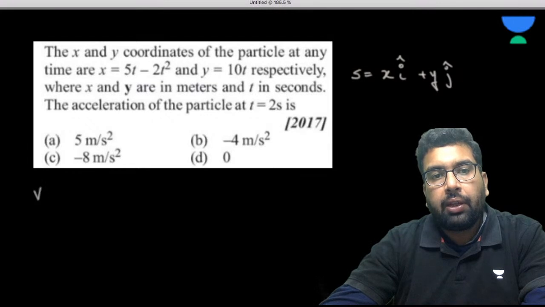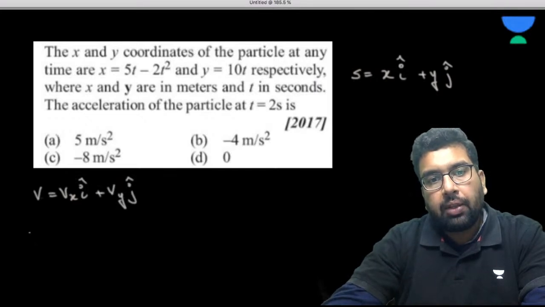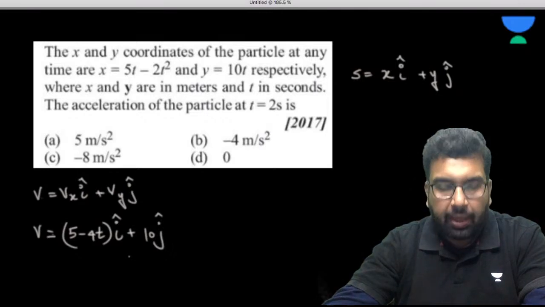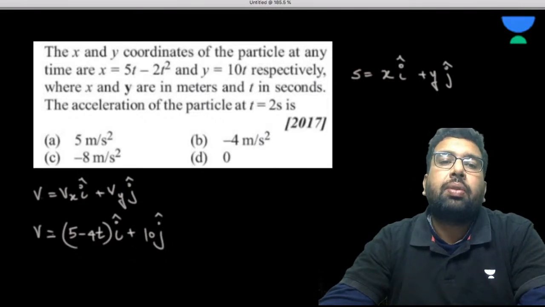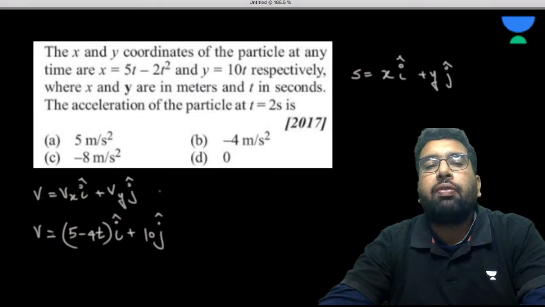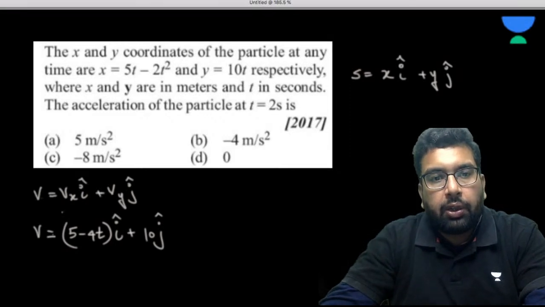Now, if I want to find the velocity, the velocity is vx i cap plus vy j cap. To find the velocity, if we differentiate x, we get 5 minus 4t for the i cap, and y gives 10 j cap, right? I have differentiated x with respect to t and y with respect to t, because we know vx is equal to dx by dt and vy is equal to dy by dt, right? Good to go.